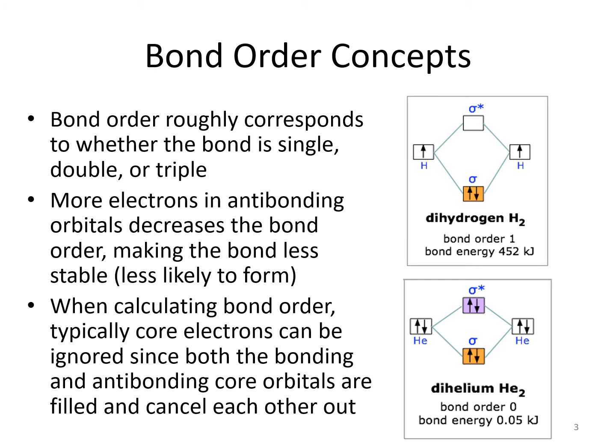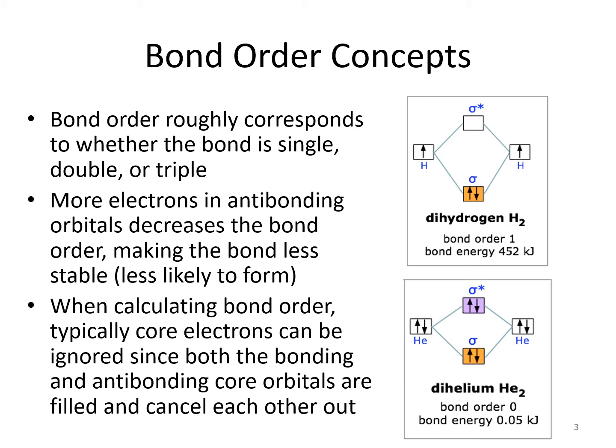A bond order of 1 would be a single bond, a bond order of 2 would be a double bond, and a bond order of 3 would be a triple bond. However, there can also be non-integer values of bond order. Having more electrons in bonding molecular orbitals makes a bond more stable and more likely to form. Having more electrons in antibonding molecular orbitals makes a bond less stable and less likely to form.